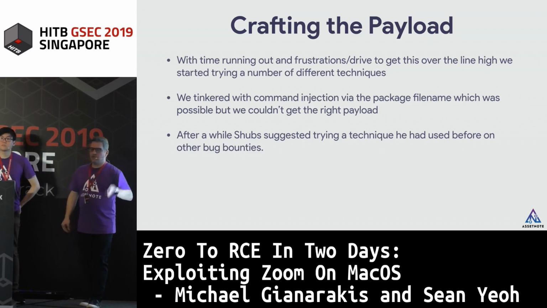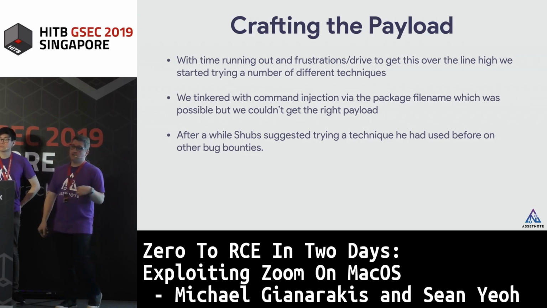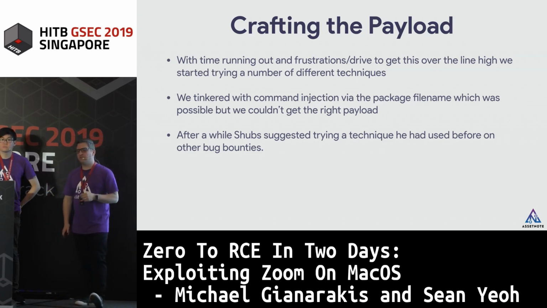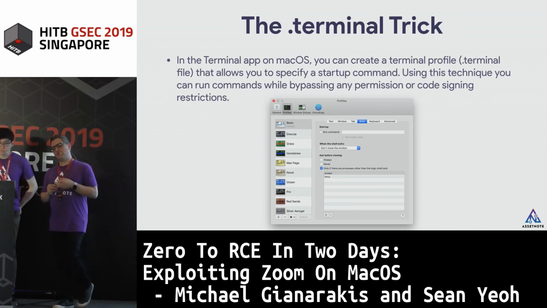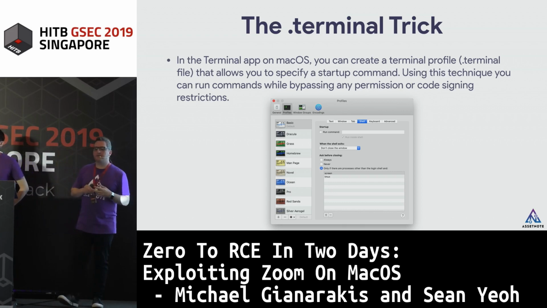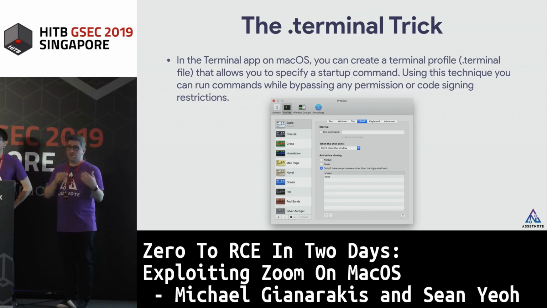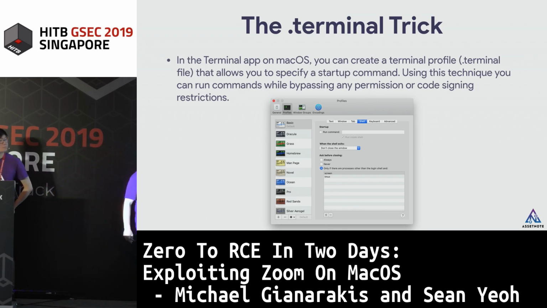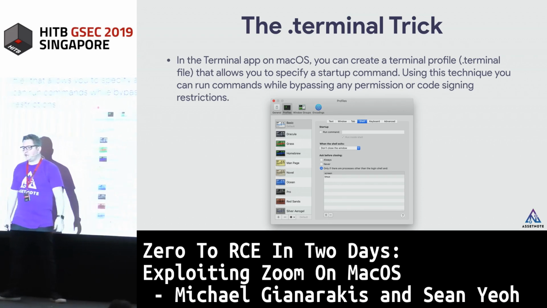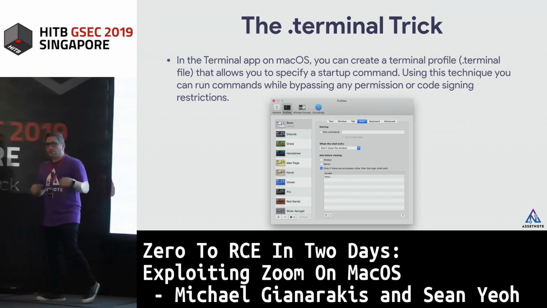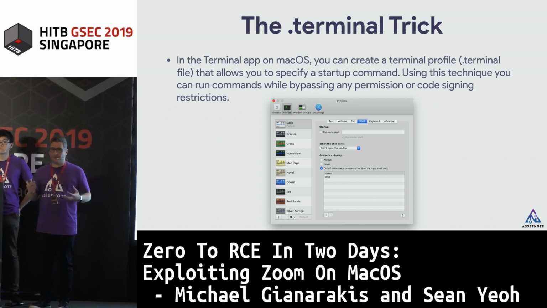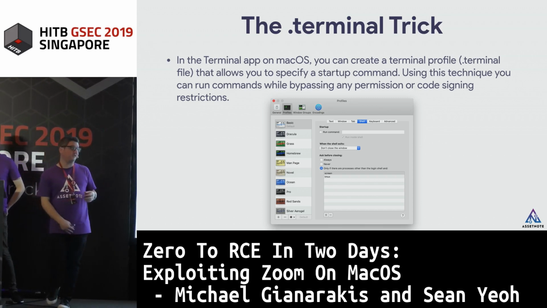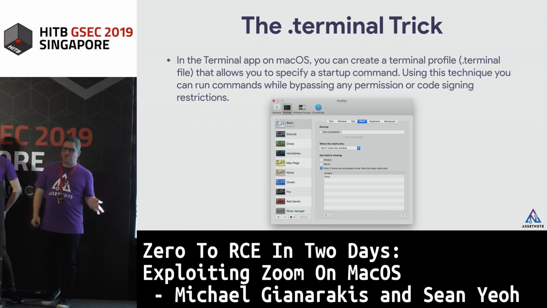And then Shubs actually suggested a technique that he'd used on other bug bounties, which is a cool little nifty technique. It's the .terminal trick, the terminal profile trick. In the Terminal app on macOS, you can create a terminal profile, which is just a .terminal file, and it allows you to specify a startup command. You can see here this run command value, and using this technique, you can run commands when you open this terminal profile, and it bypasses a whole bunch of permission checks and any code signing restrictions, all that kind of stuff. So it's a pretty neat trick.